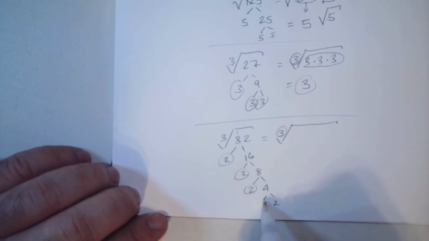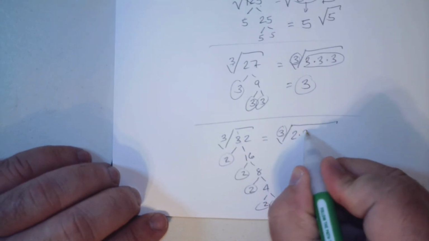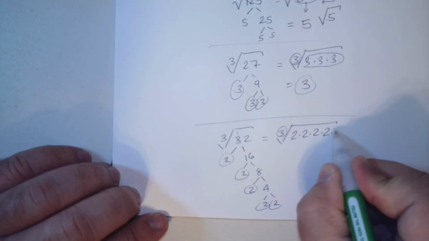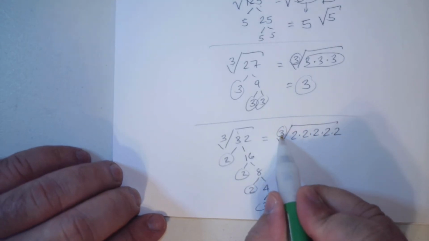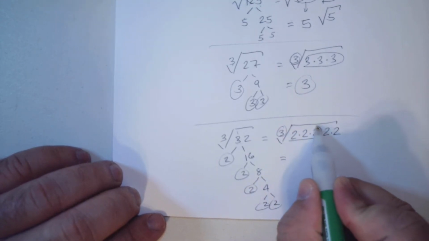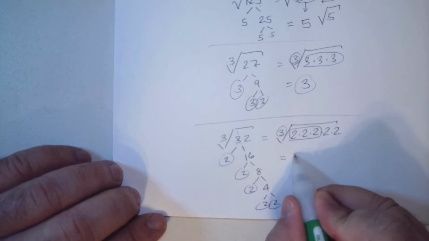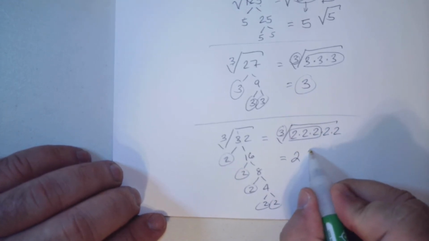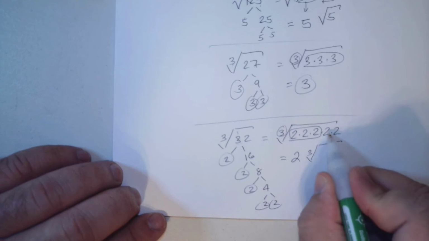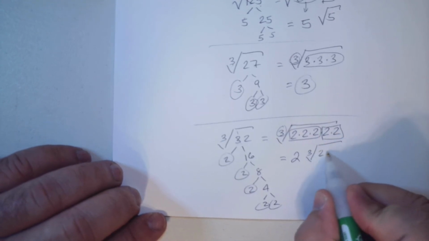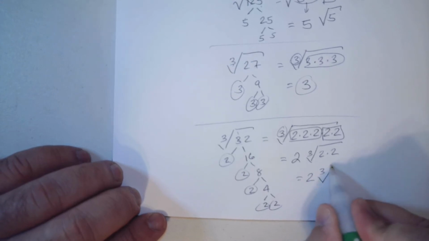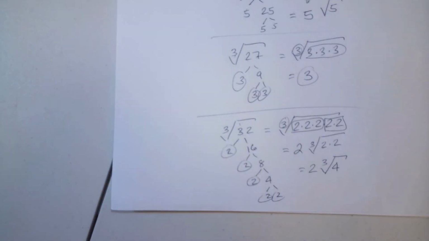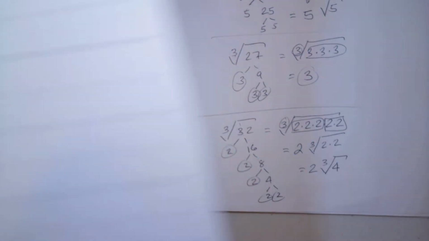1, 2, 3, 4, 5. 2 times 2 times 2 times, there's 5 of them. We need 3 of them. So those 3 can be taken out. Whatever is left stays inside there. 2 times 2. So it's 2 cube root of 4. So that's how it works. All right, back to the homework.